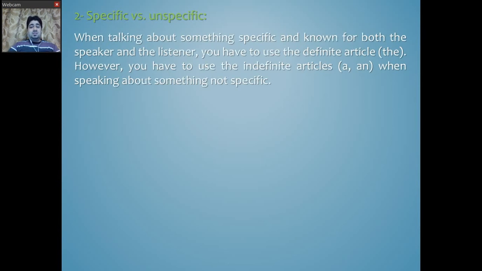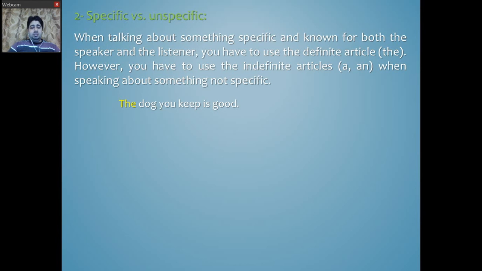Specific versus unspecific. So simple. When something is specific, use the. When something is not specific, the listener cannot understand what you're talking about, then use a or an. Two examples, again, to make it clear.